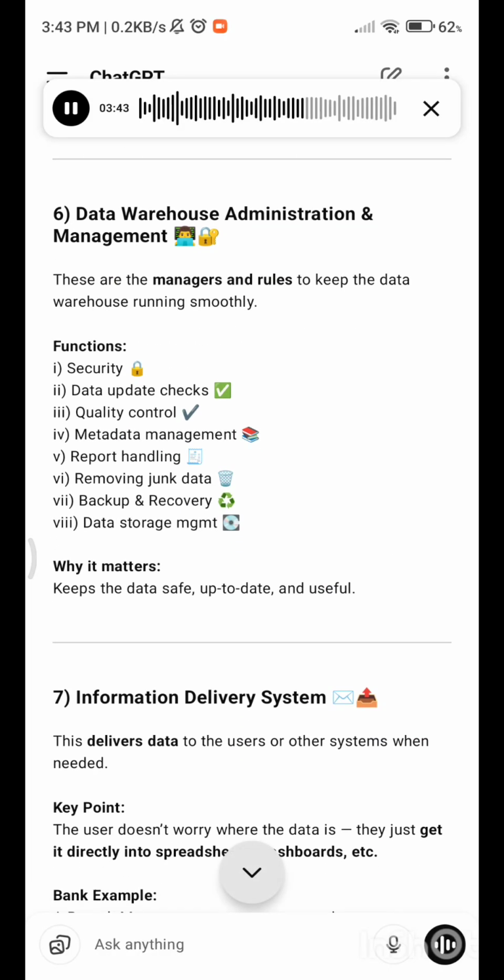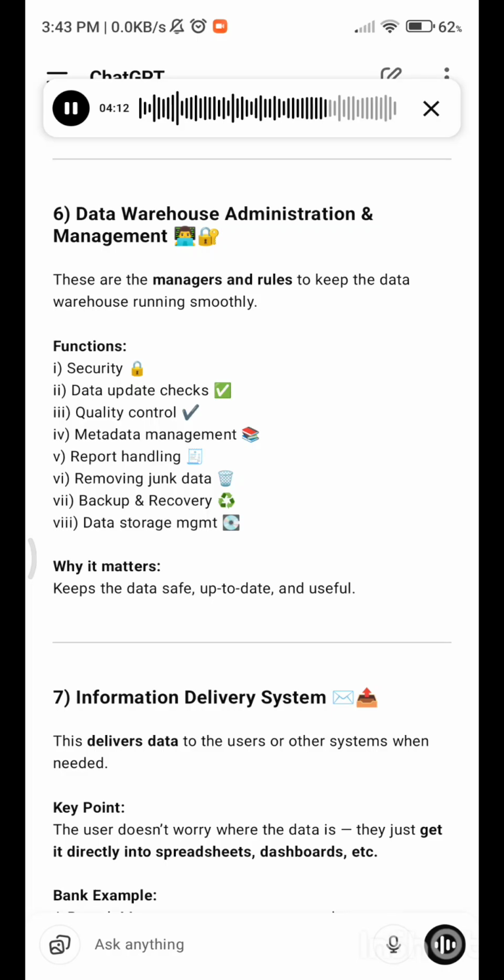6. Data warehouse administration and management. These are the managers and rules to keep the data warehouse running smoothly. Functions: 1. Security. 2. Data update checks. 3. Quality control. 4. Metadata management. 5. Report handling. 6. Removing junk data. 7. Backup and recovery. 8. Data storage management. Why it matters: keeps the data safe, up to date, and useful.